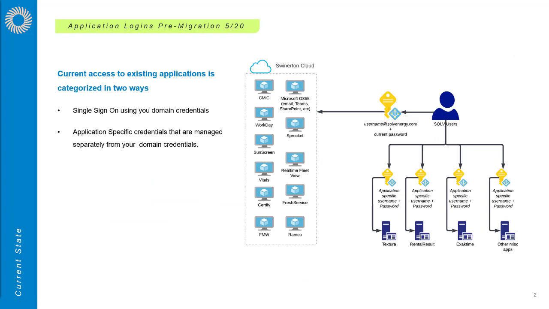So first, this is our current state. SOLV users are going to be using single sign-on to most of our applications. So SOLV users here, we log in with username at solvenergy.com, current password, same as what we log on with our laptops, our email, and that gives us single sign-on to all these applications with one login. And then we have some individual applications that may have specific usernames and passwords to each application, and those are managed separately. These applications are in Swinnerton Cloud.